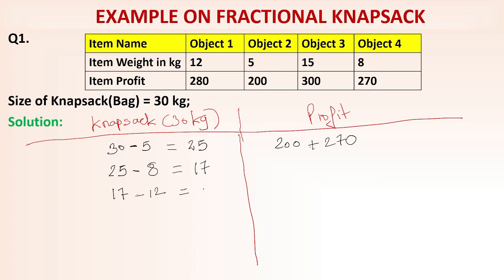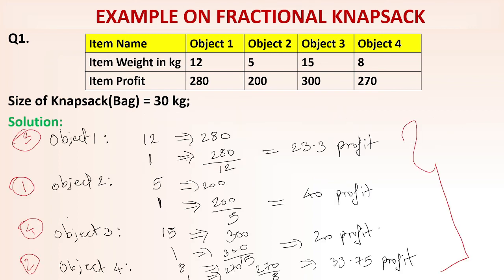So 17 minus 12 is what now? 5. So now only 5 kg is the new capacity of the knapsack. It can only take at the most 5 kg of items now. And how much profit did we get from object 1, that is of 12 kg? 280 profit we got.